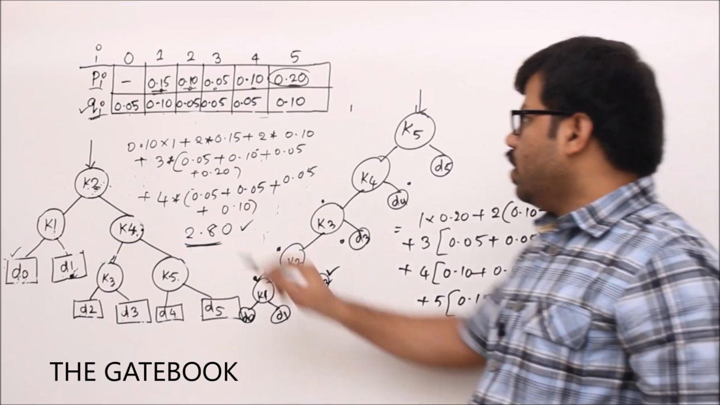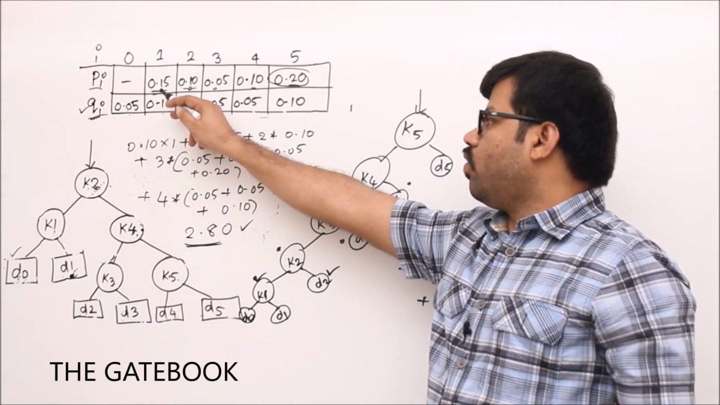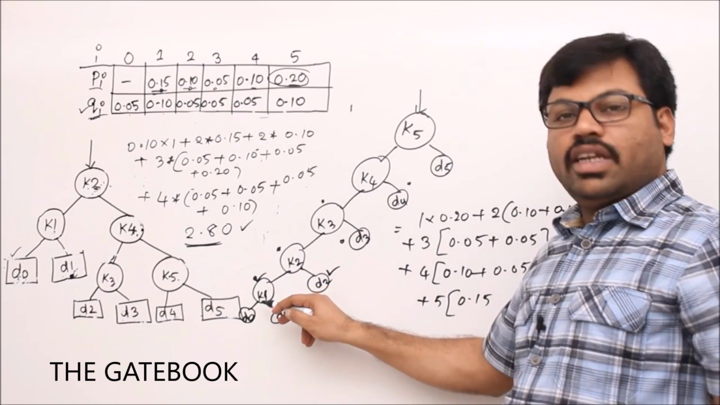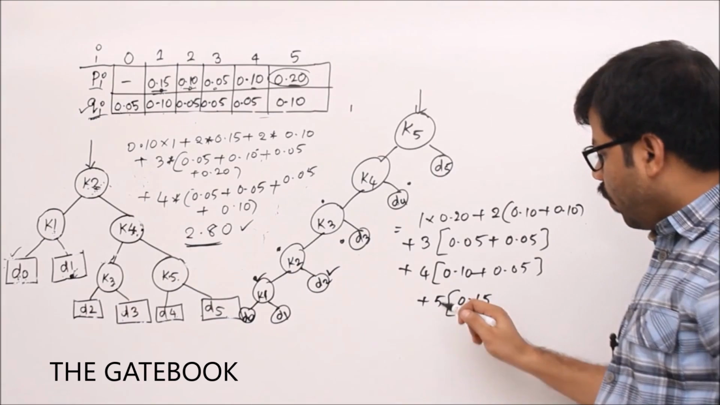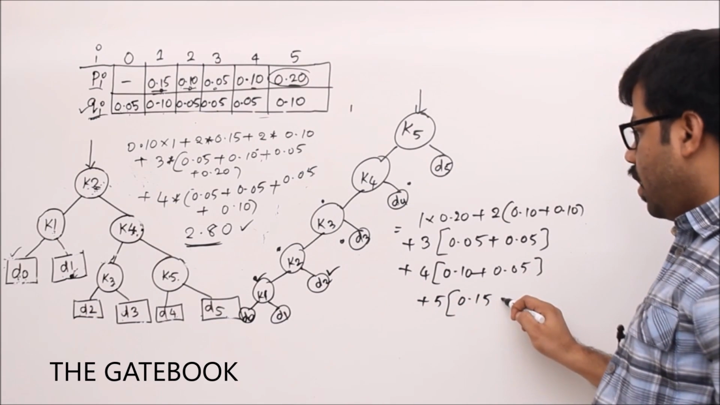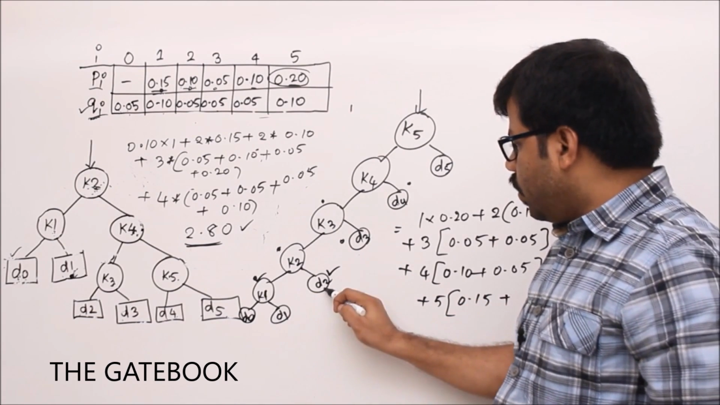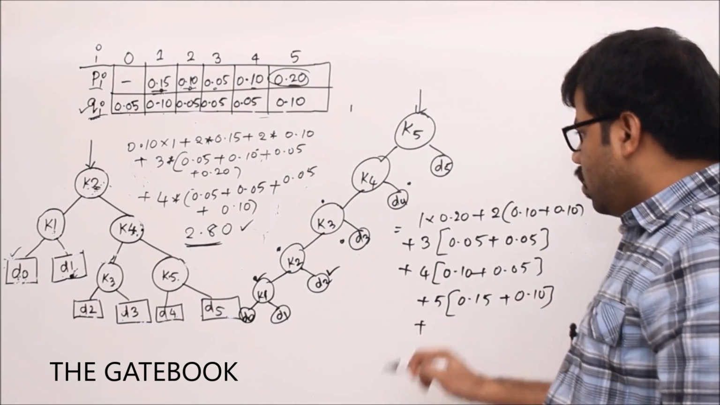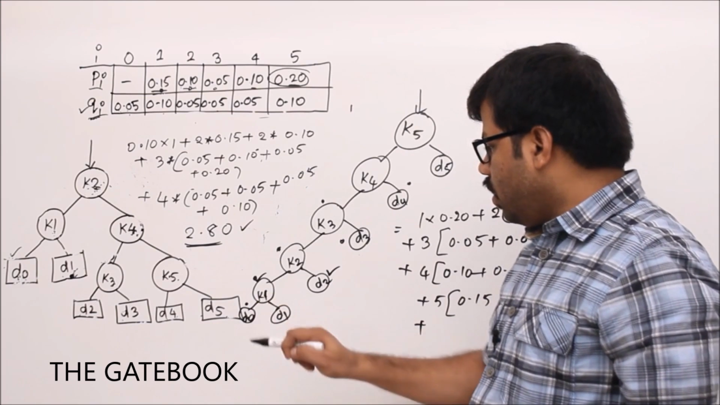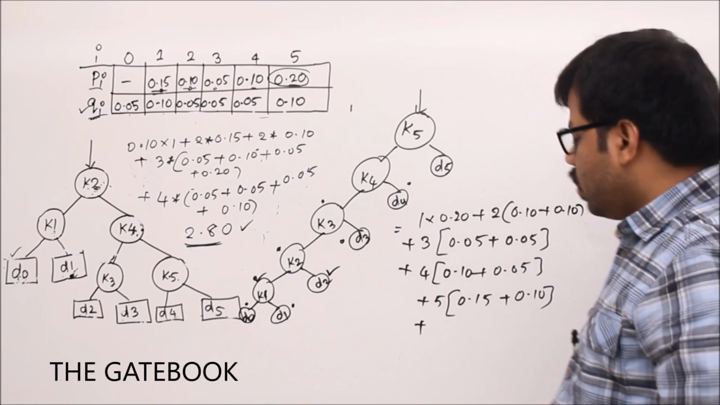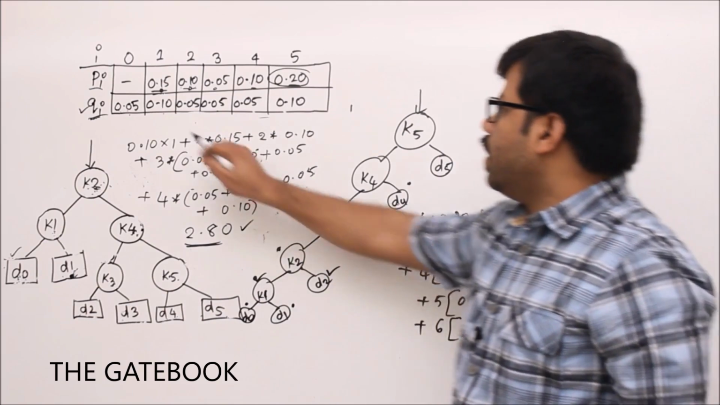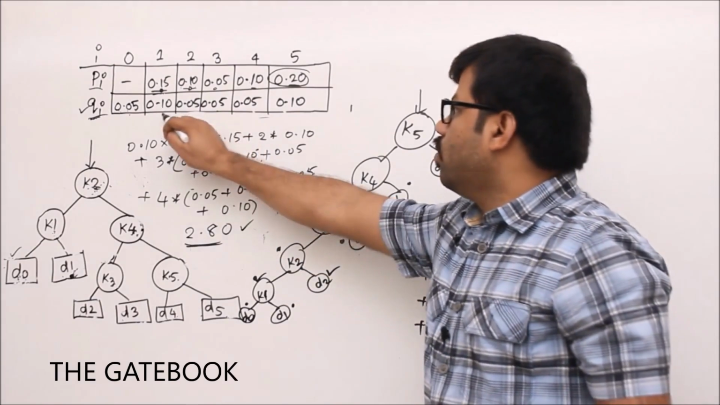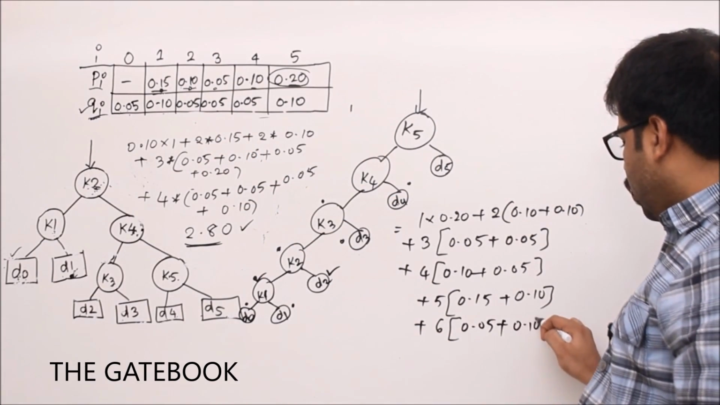One more thing, you see, it has a lot of frequency. Of course, it's not the best, but it's better than all of them. But still it is in a deeper level, so you get a lot of penalty. 5 into 0.15 plus what else? So D2. What is the frequency of D2? 0.10 plus. Go to the next level. We have, see, this one and this one in the next level. So their frequency is D0's frequency 0.05 plus D1's frequency 0.10. This will be the cost.